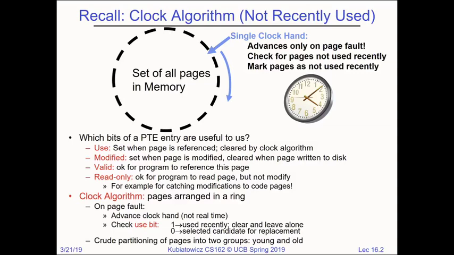So if you were to look at all the 1s and 0s of the use bit, it's crudely partitioning the state of the system into old and young pages. Yeah.